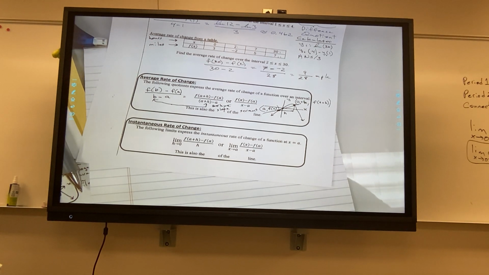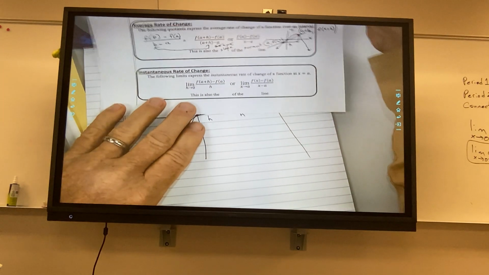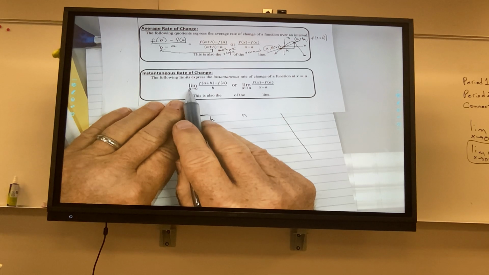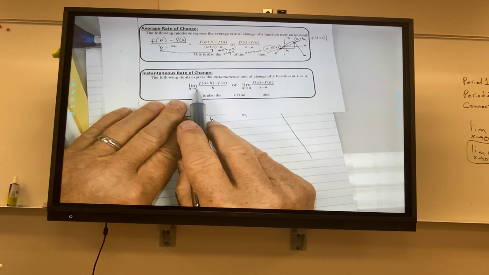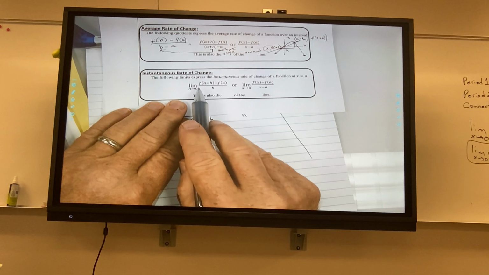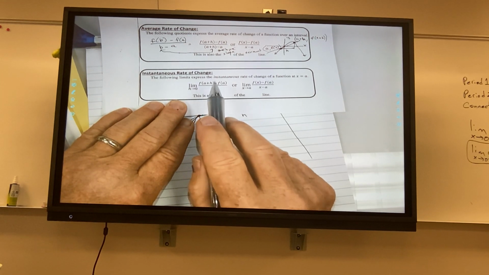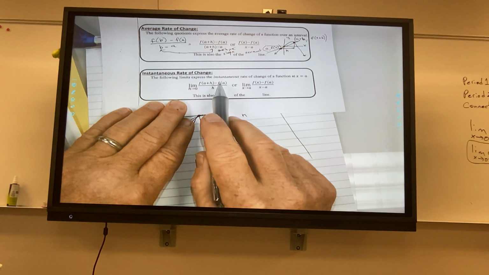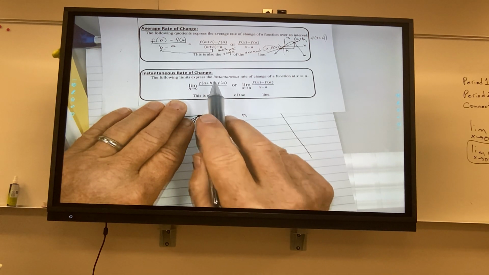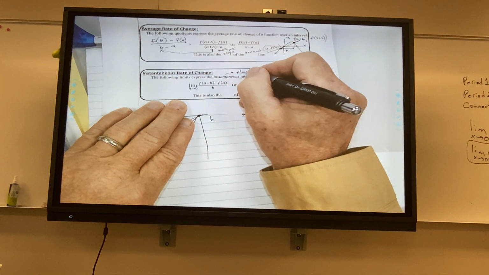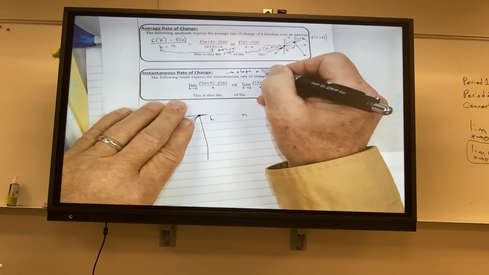Would everybody agree with that? Okay, so if I make this h move to 0 and take the limit, that limit is the instantaneous rate, or the slope of the tangent line. I'll say it again. It is the instantaneous rate, or the slope of the tangent line.